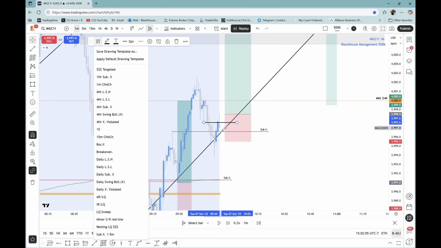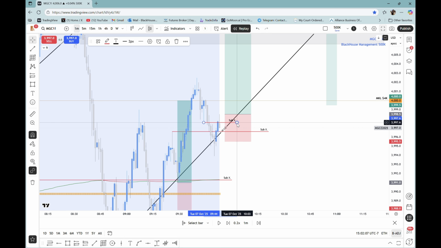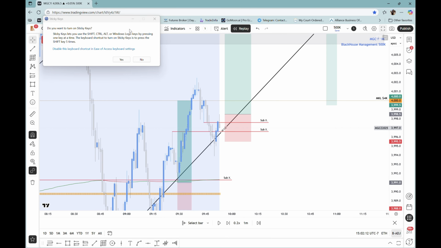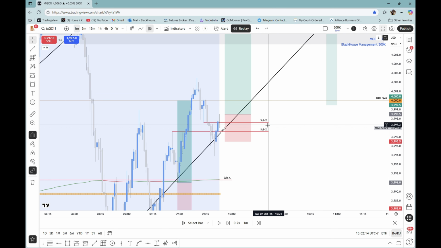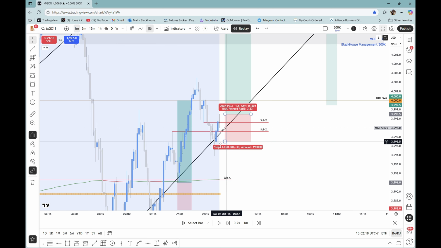So this is the 1 minute sub X level. This is where sellers tried to sell from. Guaranteed you they tried to sell from this level. They tried to sell from here. So boom, we're having a small reaction down, but remember, we're riding this internal range liquidity trend line.